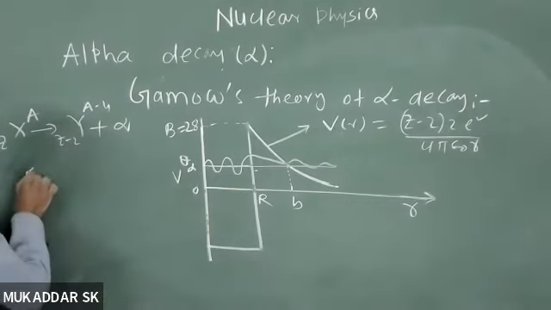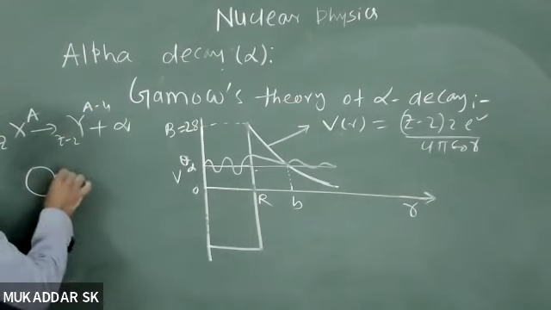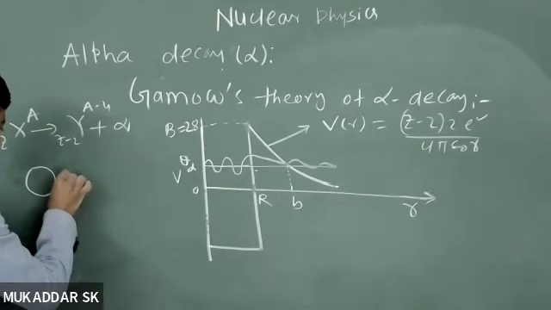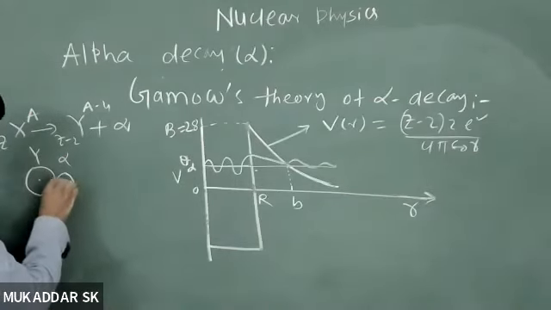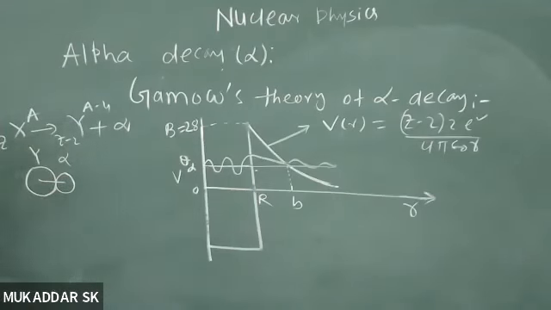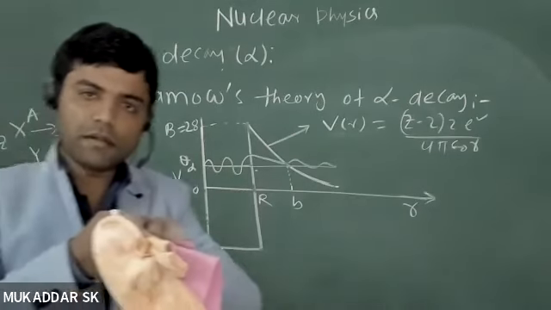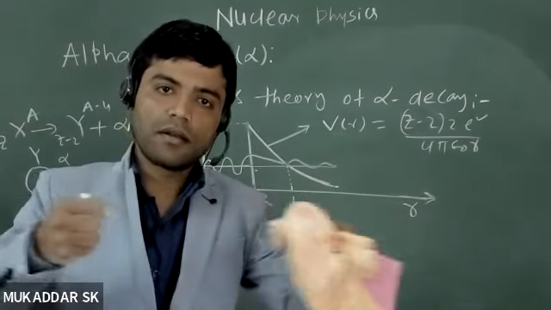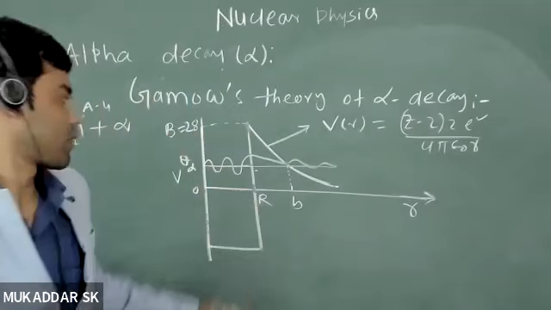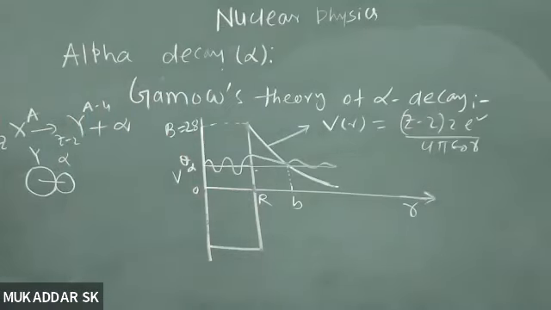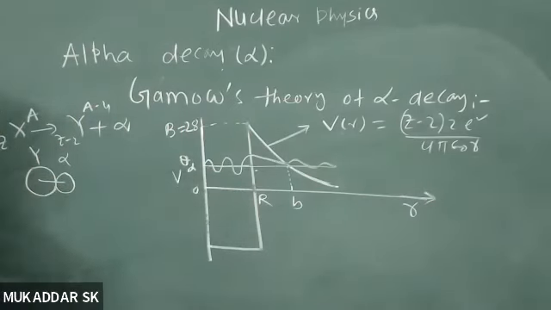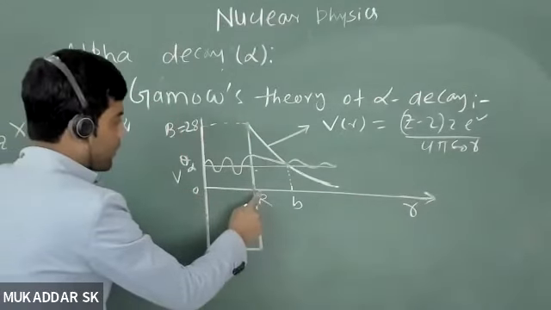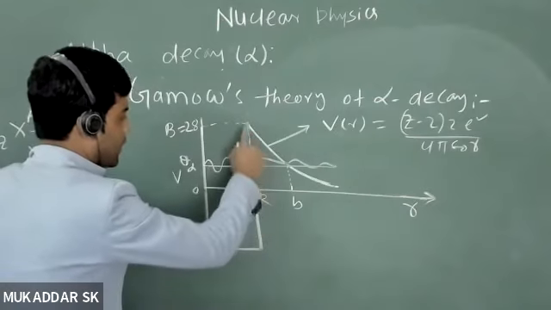So what is R? You have a daughter nucleus and an alpha particle. So this is your daughter Y and this is your alpha particle. R is the distance from the center of the daughter to the center of the alpha particle, and this is the case just before they leave each other. Their surfaces have just touched, and they are in the situation where they will separate. That is R, an extreme case. Once they separate, nuclear force will not work; only the Coulombic force will work.